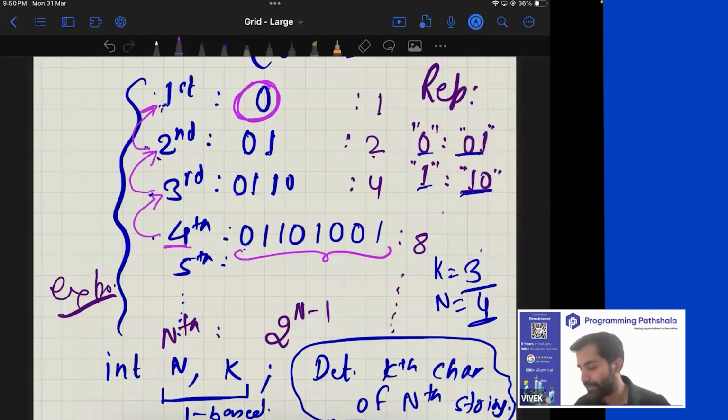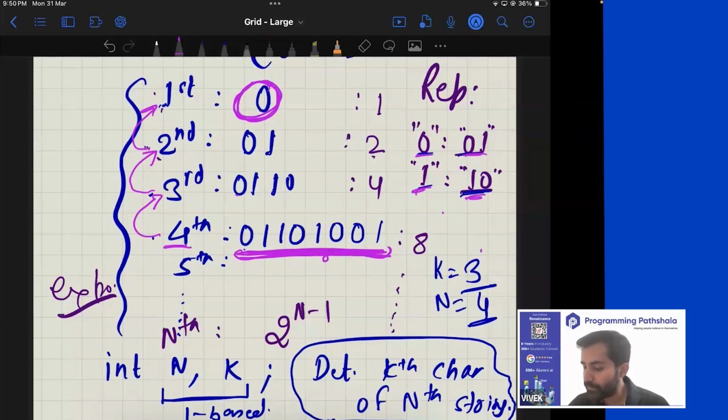And what I mean by that is that if I backtrack this thing, it will converge back to 0. What I mean by backtrack is that while creating a string, you are replacing 0 by 0, 1 and 1 by 1, 0.